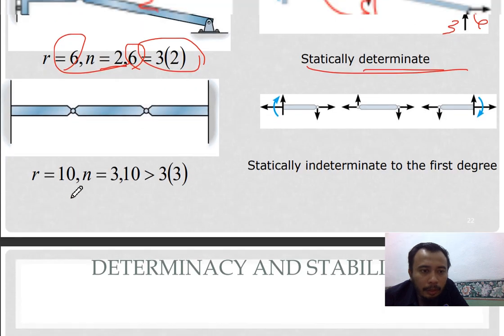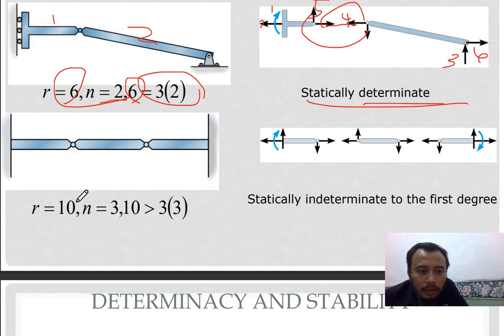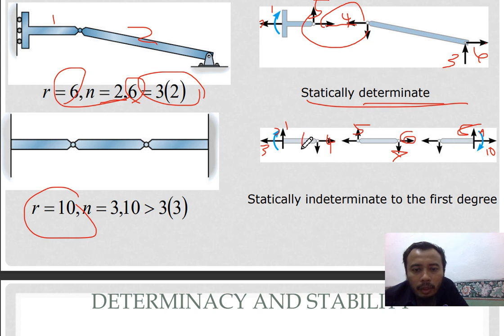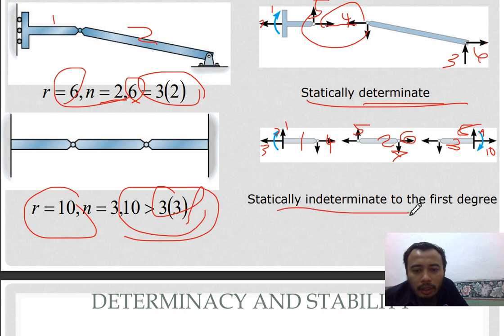Okay, next example. Your reaction is 10. Let's count together. 1, 2, 3, 4, 5, 6, 7, 8, 9 moment, and 10 x forces. So you have 10, but you have members 3. 1, 2, 3. 3 members. So 10 is more than 9. This is 9. So it is statically indeterminate to the first degree.